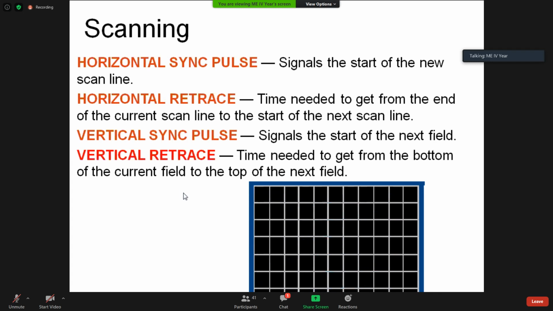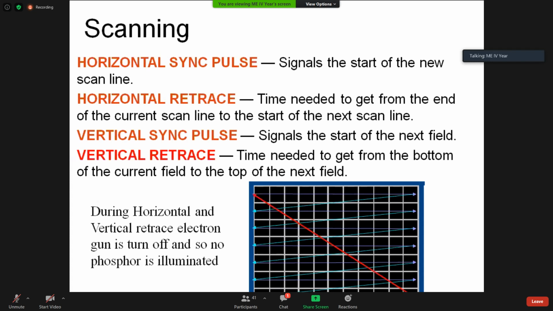Just observe. First one is the horizontal line. Second, just observe the lines. After reflection, it is taking another path. Once power is given to the LED or LCD, the same thing will be happening. During the horizontal and vertical retrace, the electron gun is turned off, so no phosphor is illuminated.